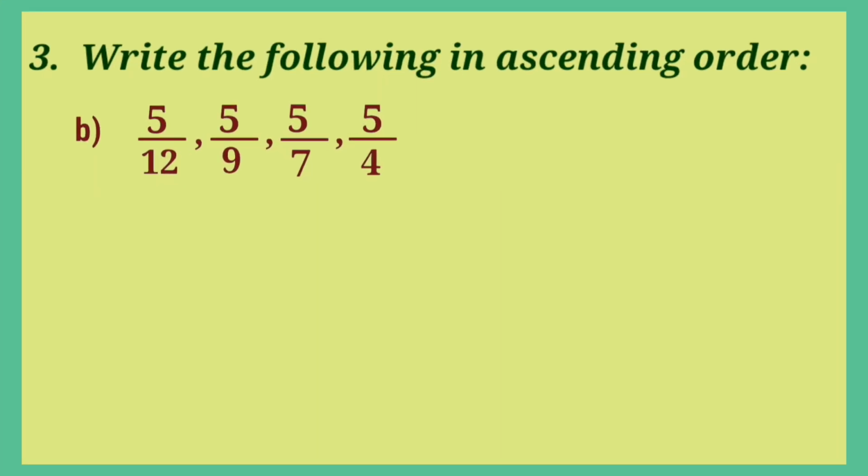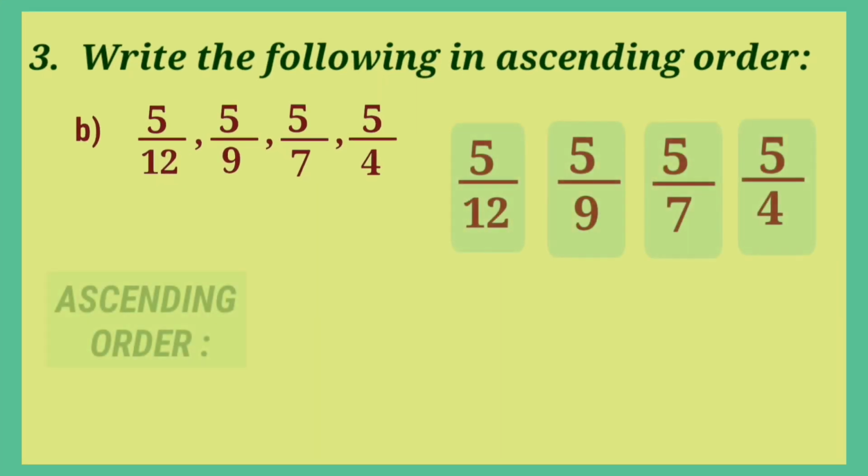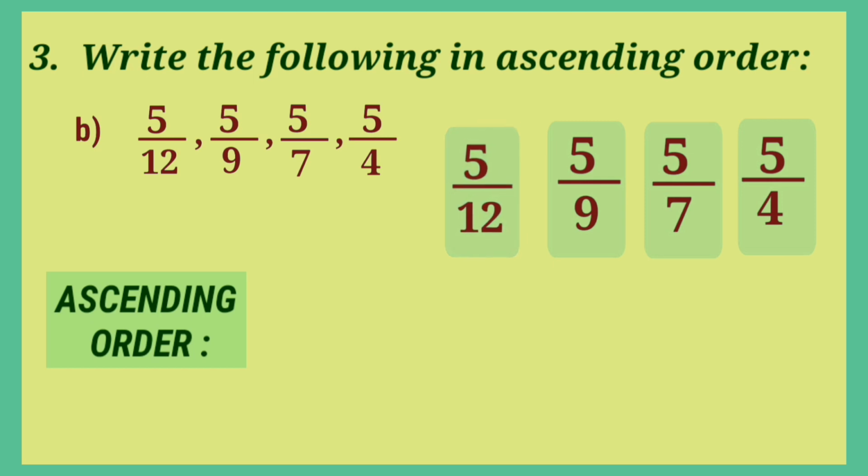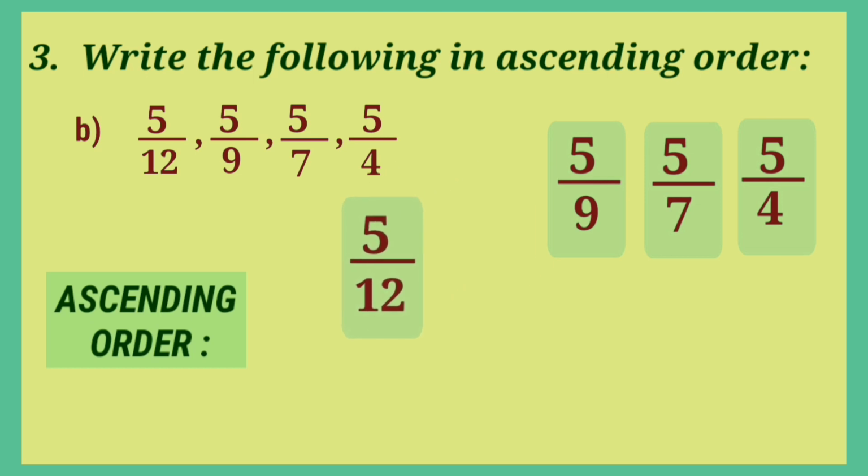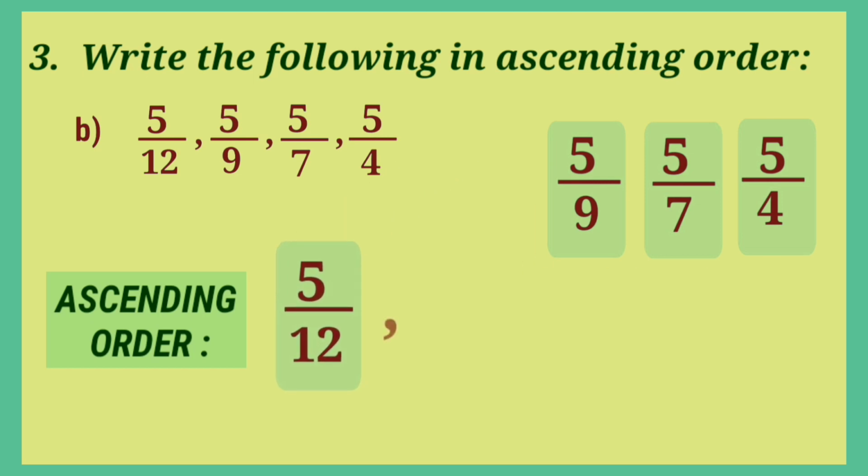Now we'll solve part B of question number 3. Here we are given 4 fractions all with the same numerator. As we have just learned, when the numerator is the same, the fraction with the largest denominator is the smallest fraction. And here 12 is the largest denominator. So 5 over 12 is the smallest fraction and we'll keep this fraction at first place in ascending order.